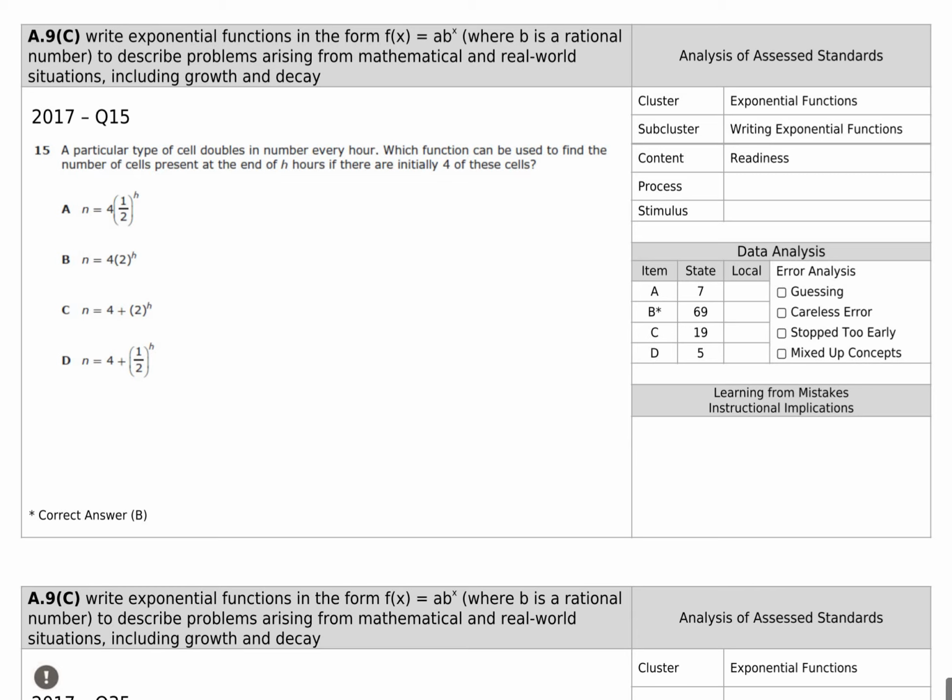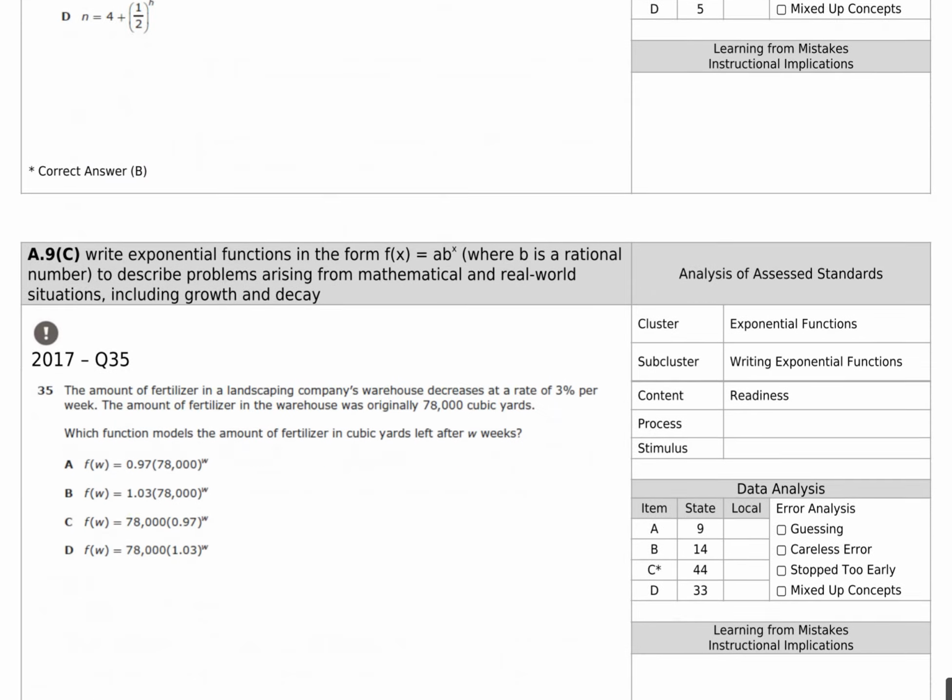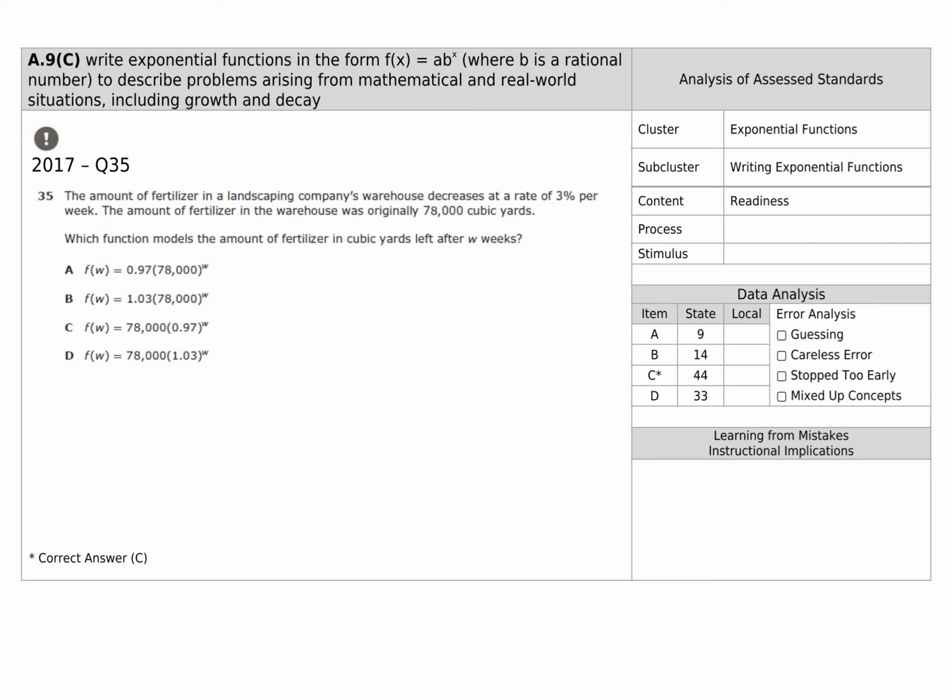This next question is about a particular type of cell that doubles every hour, and it started initially with 4. Y is equal to 4. That's the initial value, and it doubles every time. So we know the answer is B. You see how simple these questions can be.